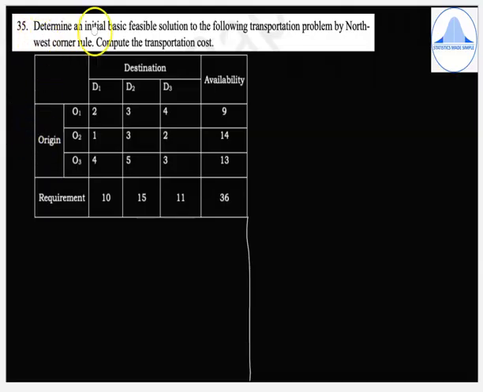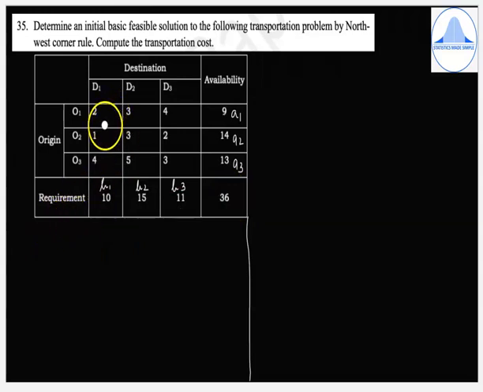35th question. Determine an initial basic feasible solution to the following transportation problem by northwest corner rule. Compute the transportation cost. So 3 origins O1, O2, O3 are given and 3 destinations D1, D2, D3 are given, along with the availabilities, that is A1, A2, A3, and the requirements at the destinations as B1, B2 and B3. So note that summation Ai should be equal to summation Bj, which is equal to 36. That means it is a balanced transportation problem.